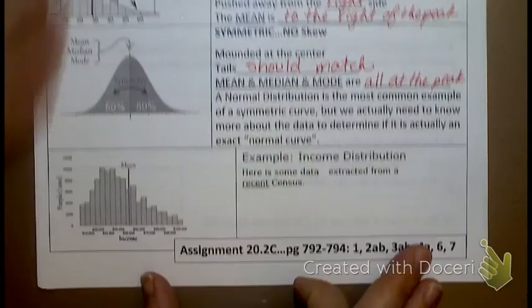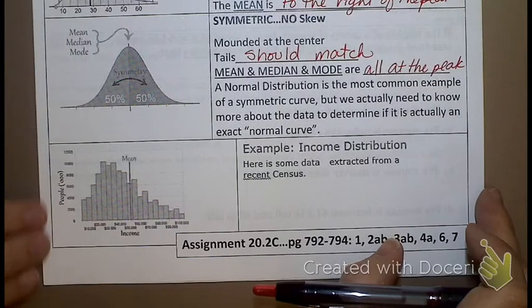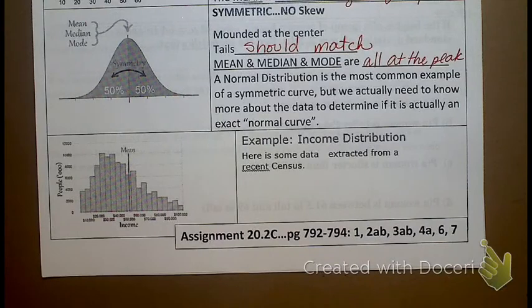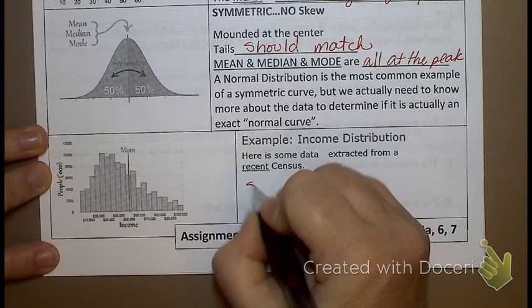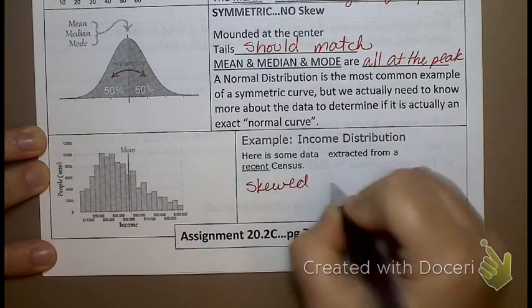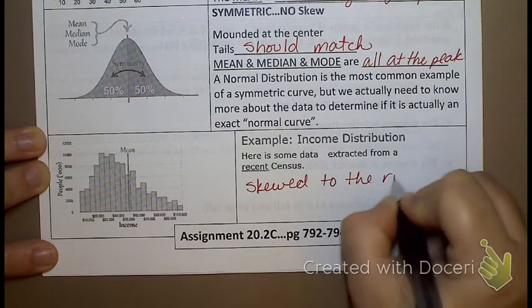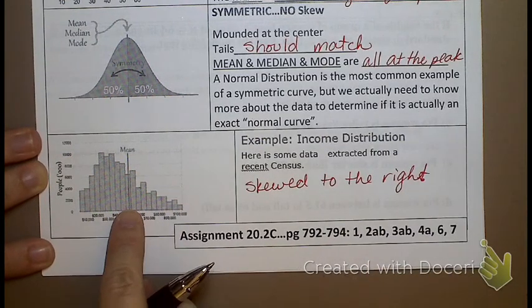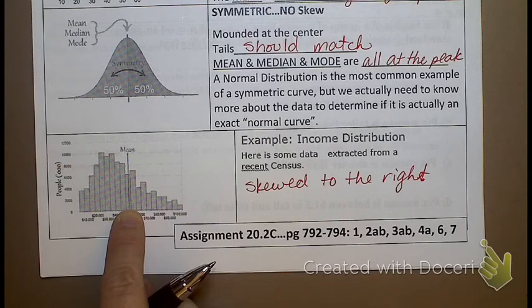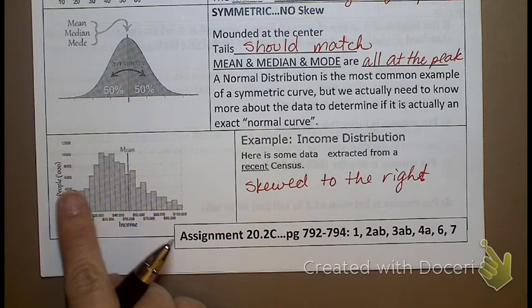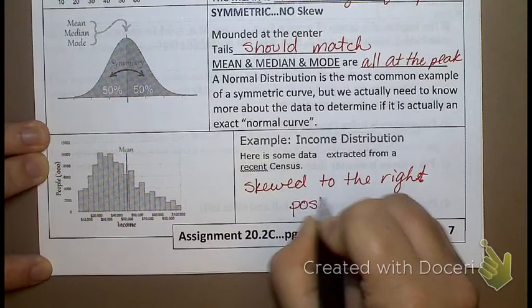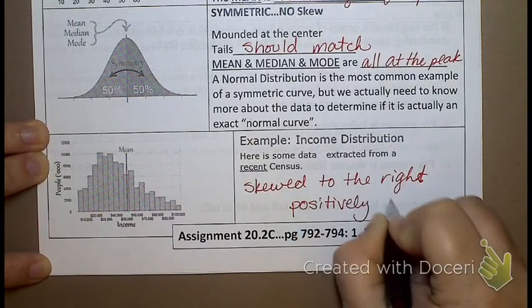Okay? So here's an example from a recent census. What can you tell me about the skew on it? It is skewed to the right for a couple reasons. The tail's on the right. The mean is to the right of the peak, right? It is pushed away from the right side. It's pushed towards the left. That makes it skewed to the right. It might also say that it is positively skewed.